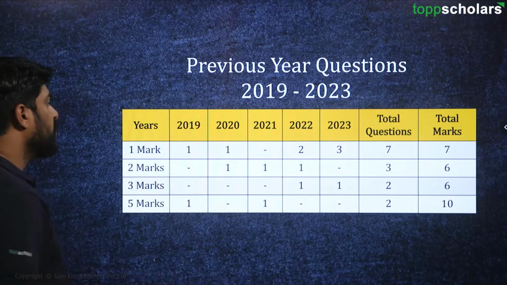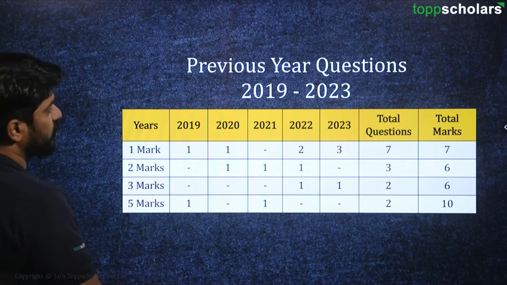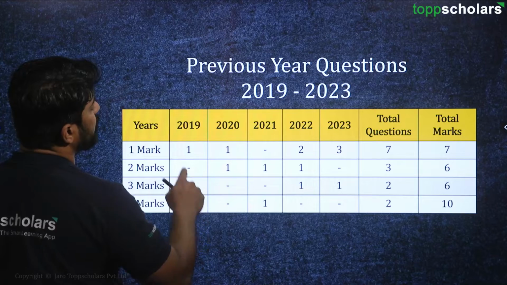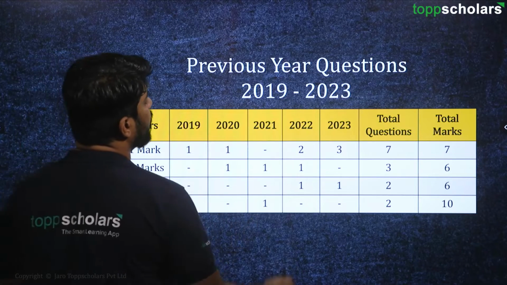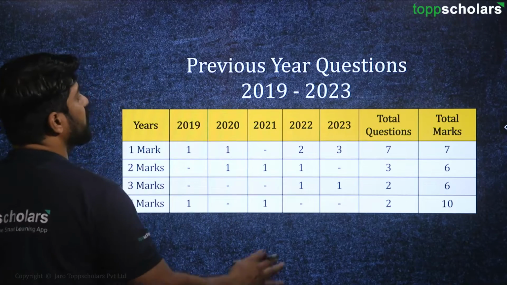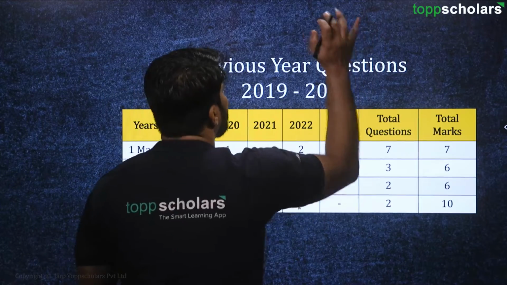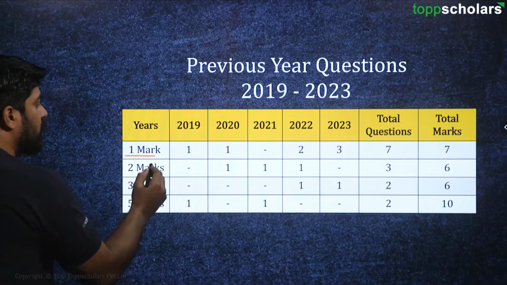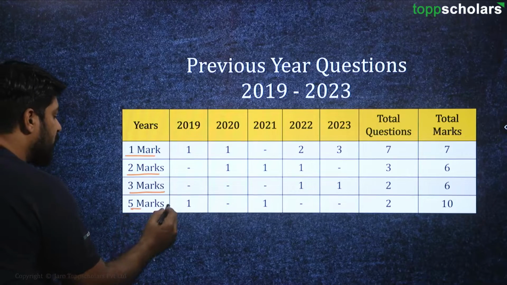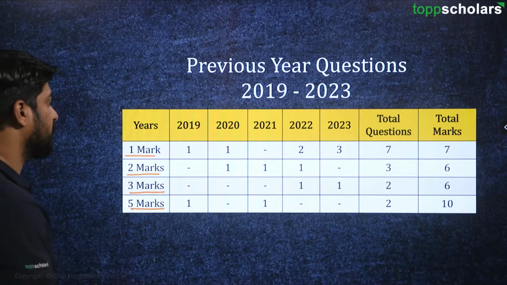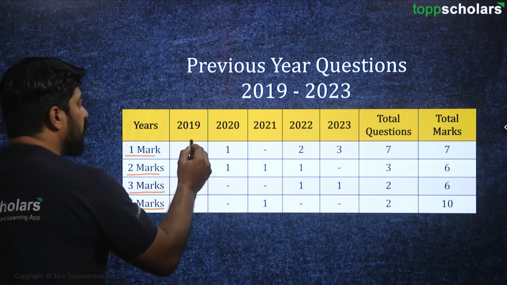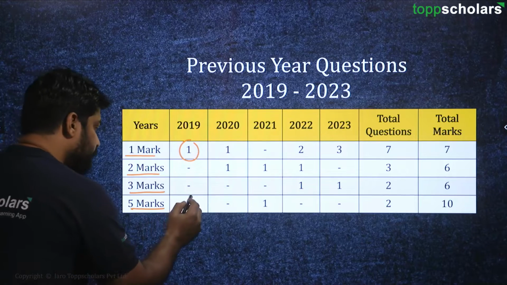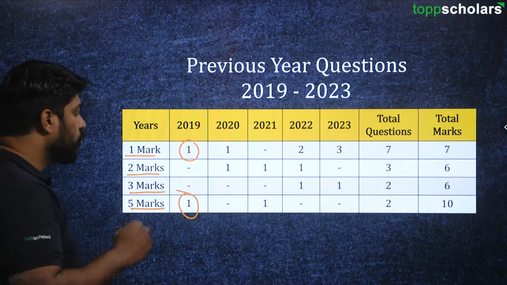This data over here shows us how many questions were asked in each year since 2019. As we can see, 2019, 20, 21, 22, 23. These 5 years, we have had multiple questions that were asked, for example, for 1 mark, 2 marks, 3 marks, as well as for 5 marks. So we can see here in the year 2019, we have got one 1 mark question, and we have got one more 5 mark question.